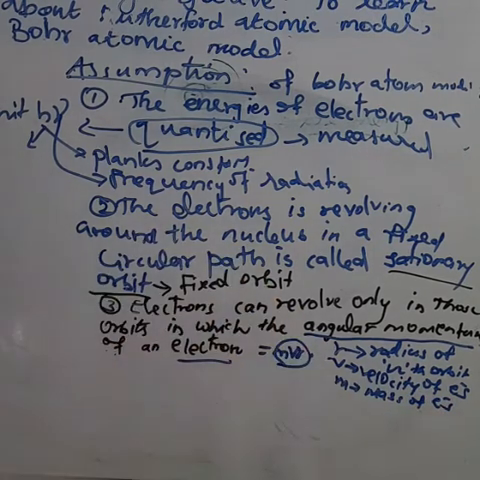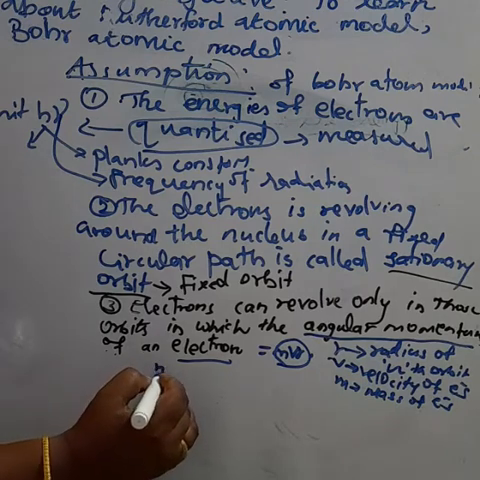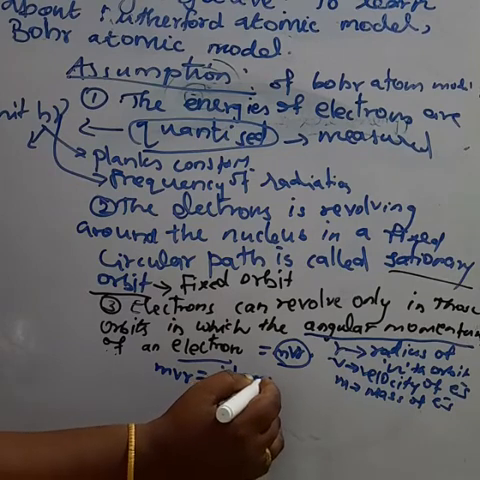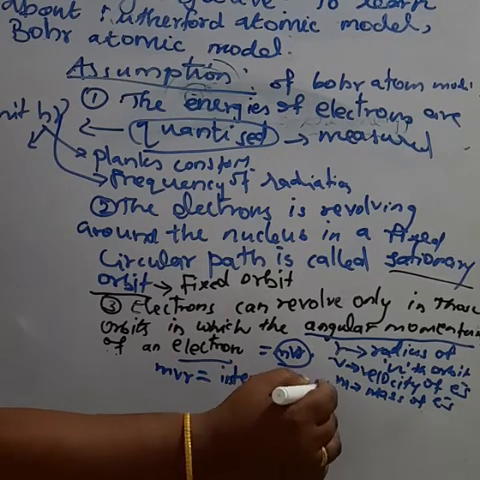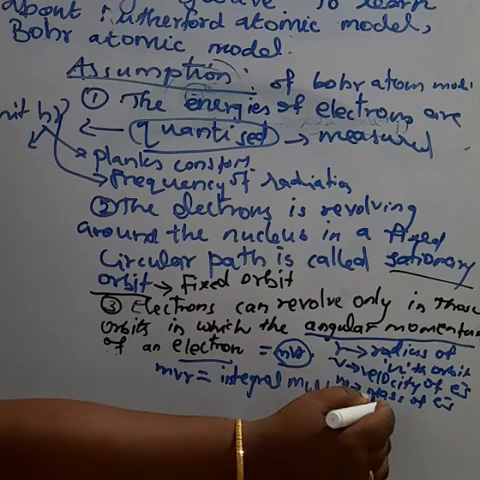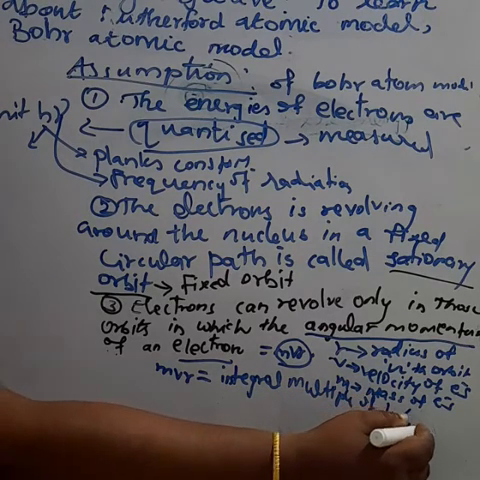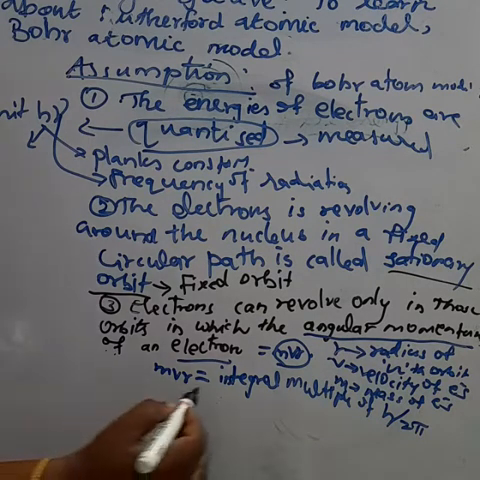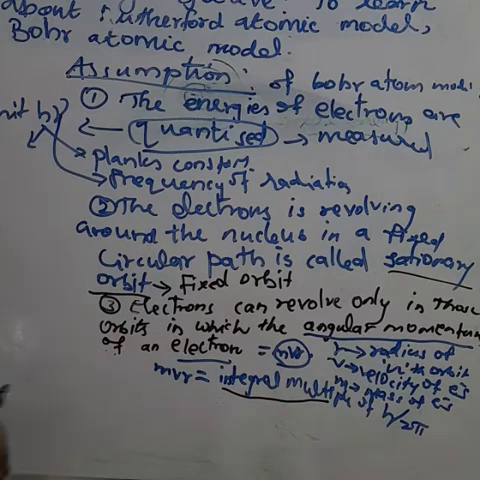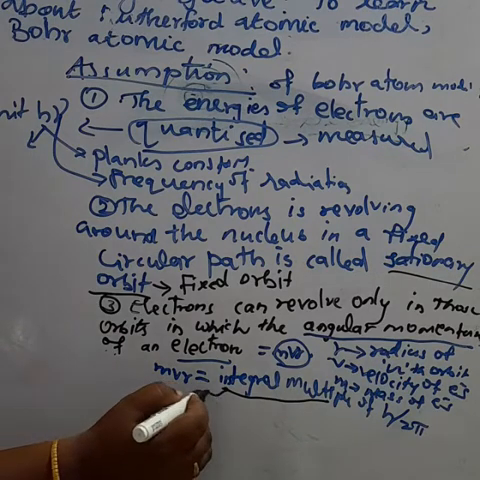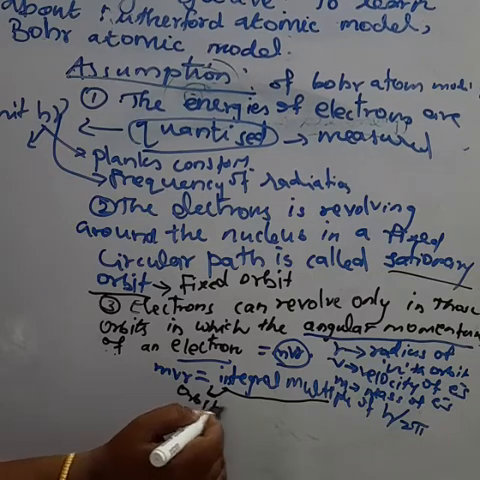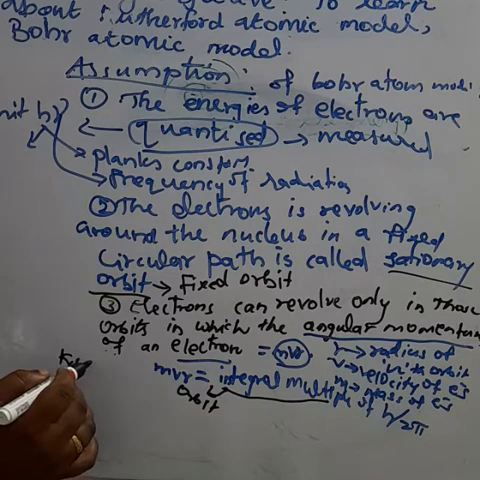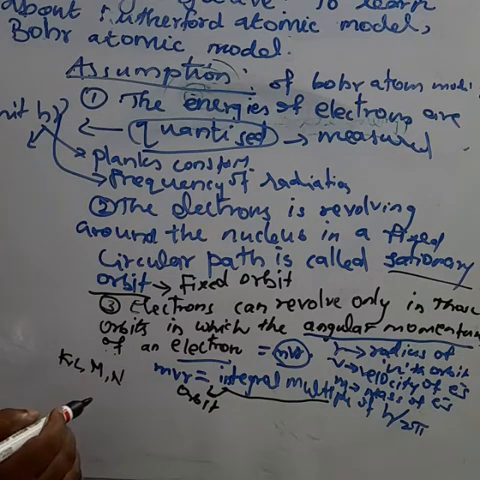Then this MVR is equal to an integral multiple of h by 2 pi. What do you mean by integral multiple? Integral multiple means n, this indicates the orbit, the nth orbit. How many orbits are there? We studied 4 orbits, K, L, M, N. But here there are so many orbits.